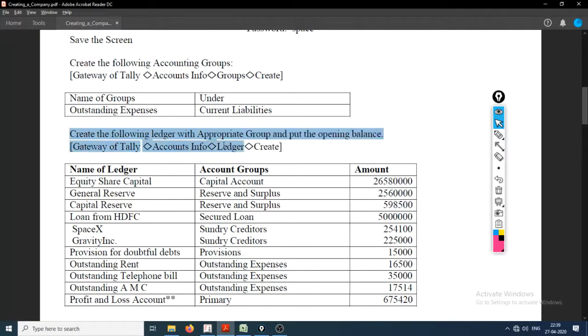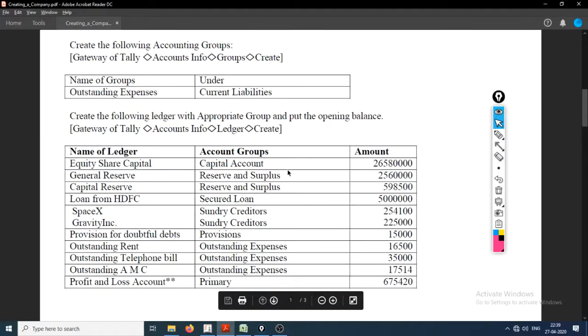Let's see what the second part of the question says. Create the following ledger with appropriate group and put the opening balances. Okay, so we'll go to gateway of Tally, accounts info for A. We'll choose A. Okay, and then I guess it will be L and C. Okay, let's see. I don't know. Name of the ledger is equity share capital. Capital account is 2 crore 65 lakh 80,000.